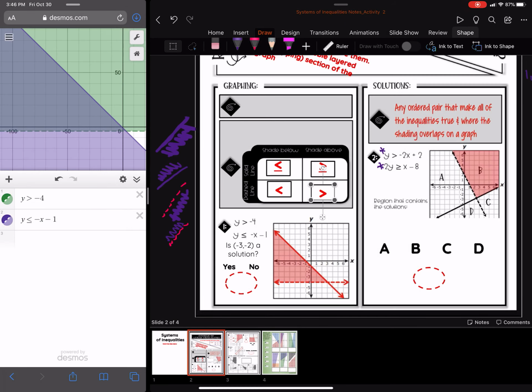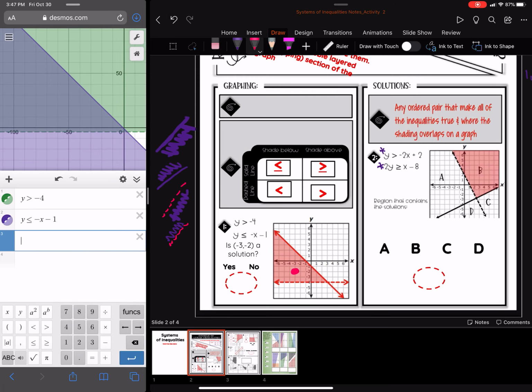And it's going to ask you, is -3, -2 part of the solution? And let's look at where -3, -2 is. -3, -2 is right here. Is that part of the solution? Is that in the double layered section? Well, yes, we can obviously see that, but you can also use Desmos.